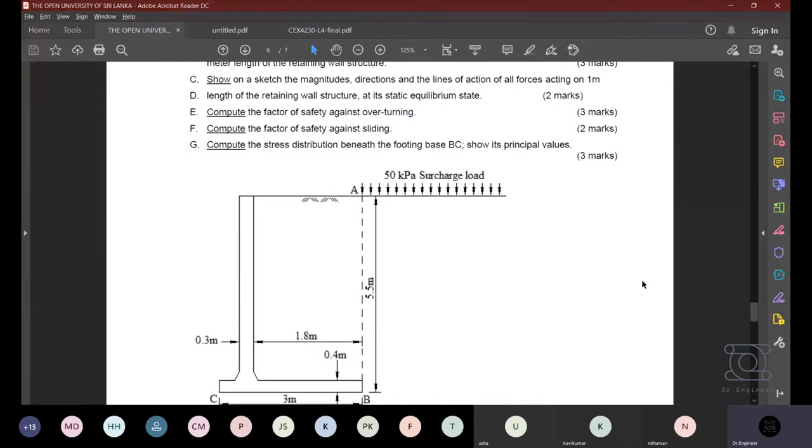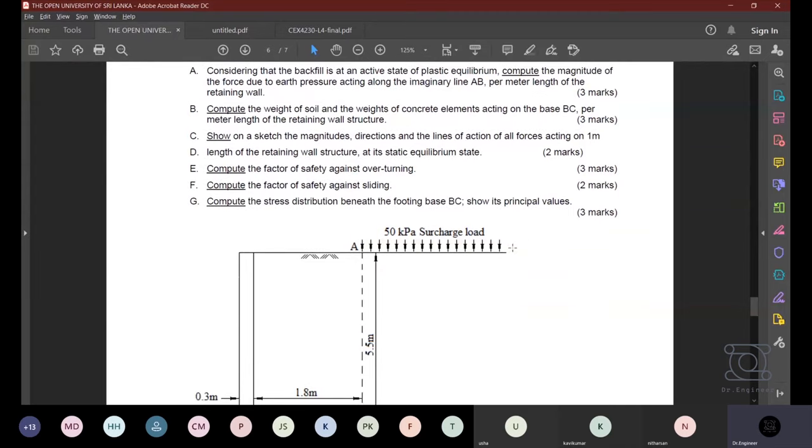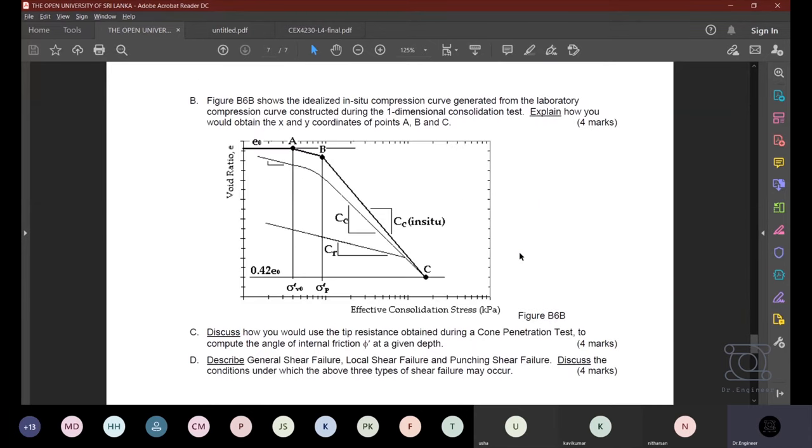Next one, I wanted to discuss question 5. This is also not related to the new syllabus, but let me see, I have another one which is common for both syllabi. This one is question 6b part, this particular consolidation graph, right? So this one is the idealized graph: the idealized in situ compression curve generated from the laboratory compression curve constructed during the one-dimensional test. Explain how you would obtain the XY coordinates of the points A, B, C. So they're asking us to find the XY coordinates of points A, B and C, right?